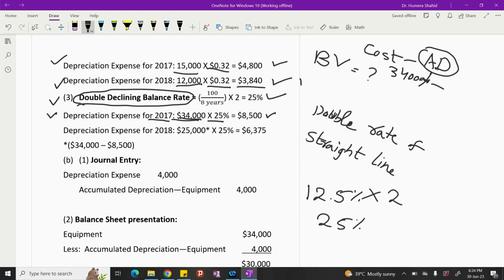For the second year, we have to calculate the book value. So cost, what is the cost? Cost is 34,000. Accumulated depreciation, the first year depreciation is already there. That is 8,500. So for my second year, you can say book value becomes 25,500. Okay. I also mentioned it here with the static. 25,500 multiplied by 25%, so 6,375 is the depreciation expense for 2018.